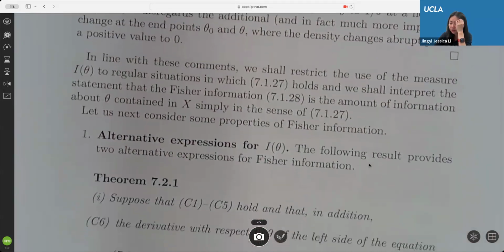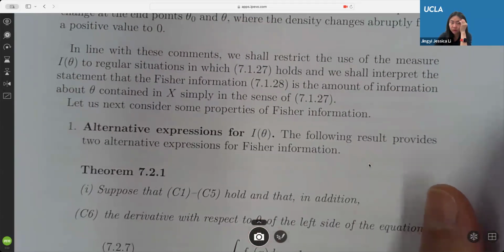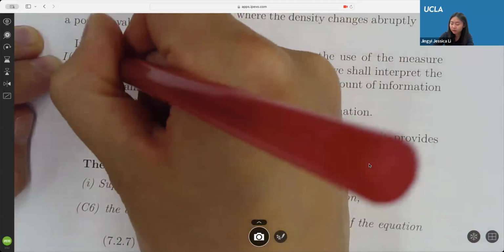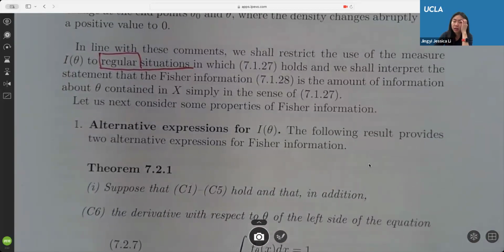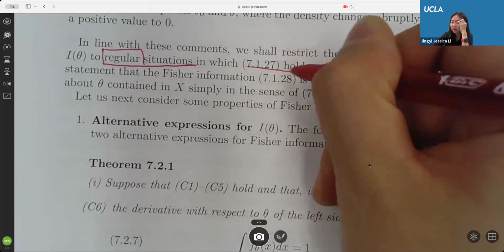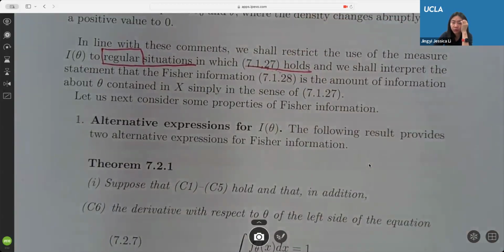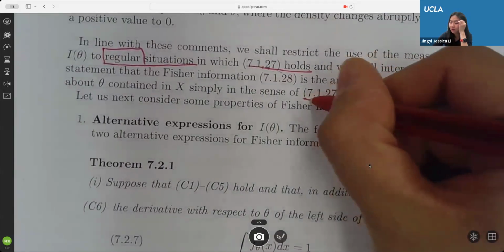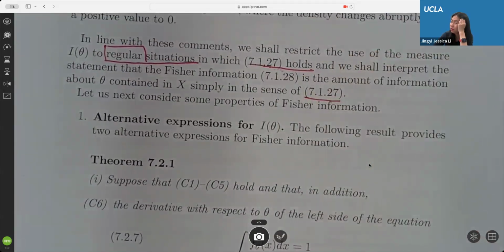In line with these comments, we shall restrict the use of the measure I(theta), Fisher information, to regular situations. This is where we would define regular. What do we mean by regular situations? Situations in which this one holds, which again is that the asymptotic normality holds. And we shall interpret the statement that the Fisher information is the amount of information about theta simply in the sense of asymptotic normality. So essentially you first need to check the assumptions about asymptotic normality. Then you can use Fisher information to interpret. Because if asymptotic normality does not hold, Fisher information is not informative.